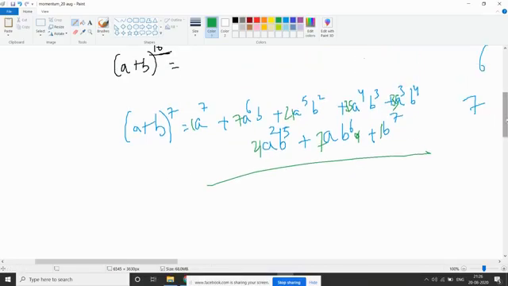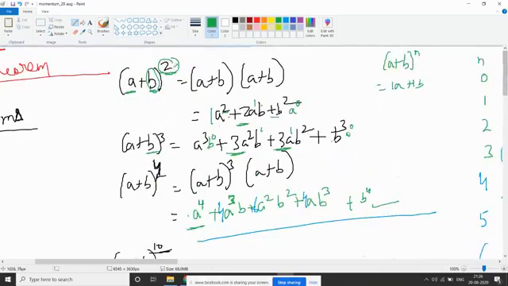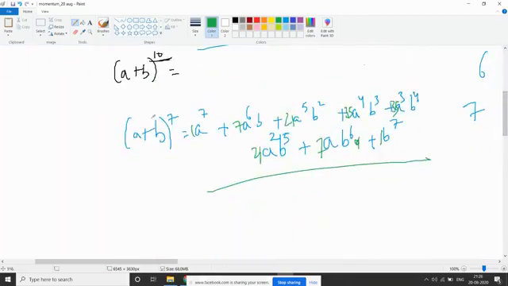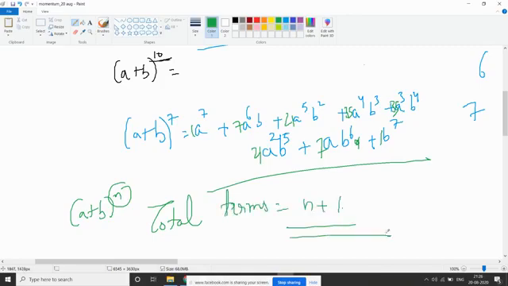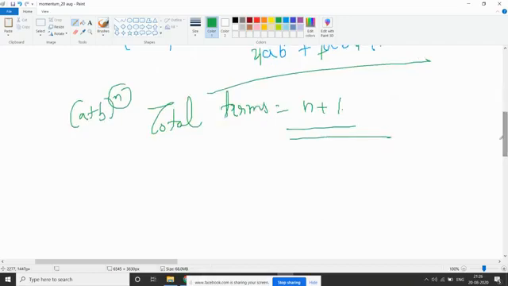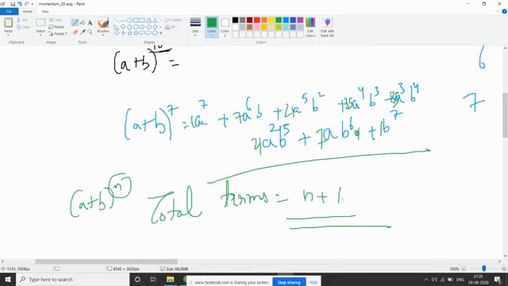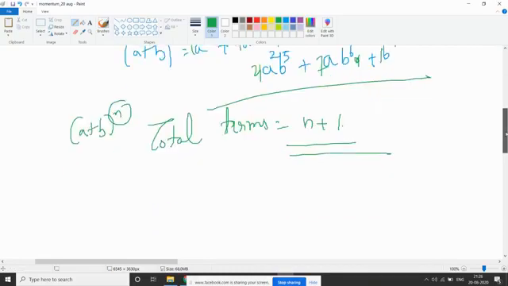But one more thing I want to explain to you. If the power is 2, there will be 3 terms. If the power is 3, there are 4 terms. If the power is 7, there will be 8 terms. So if it is a plus b to the power n, the total terms will be n plus 1. Okay, that's a very important thing. And the coefficient starts with 1 and ends with 1.